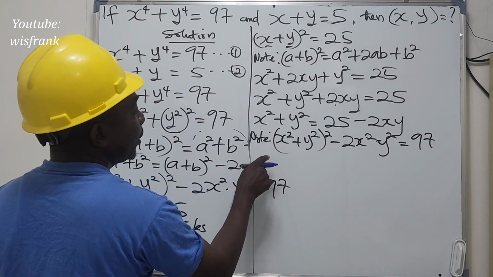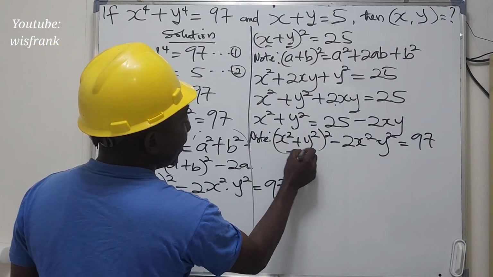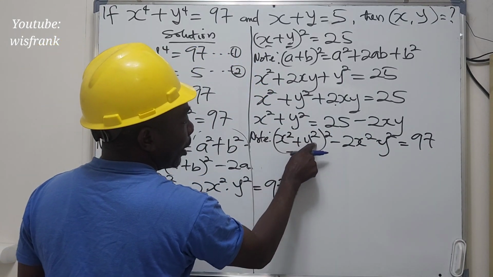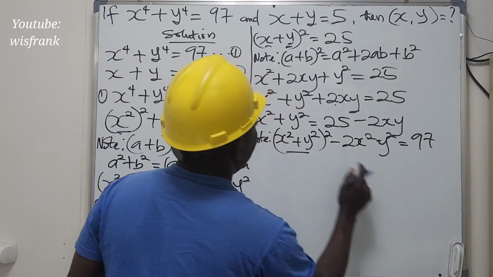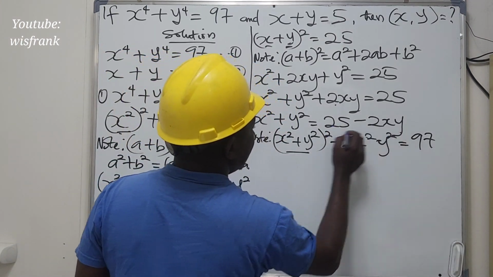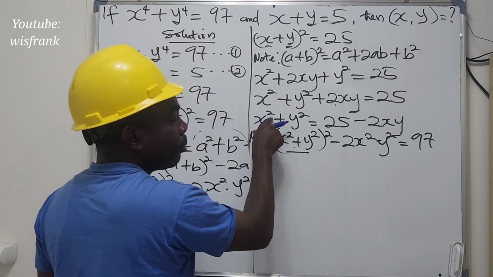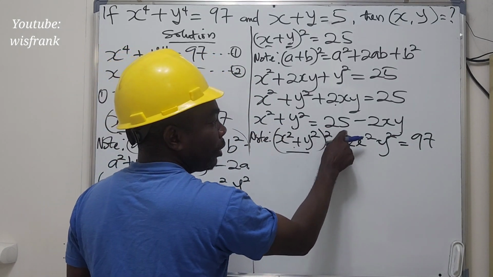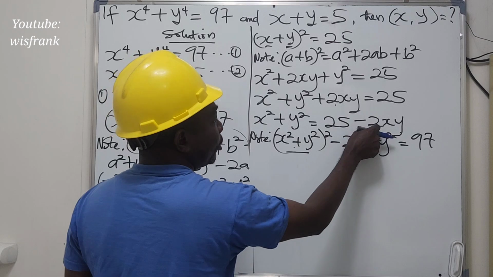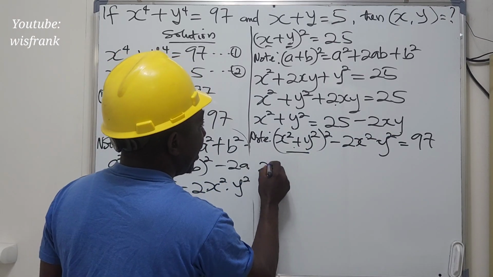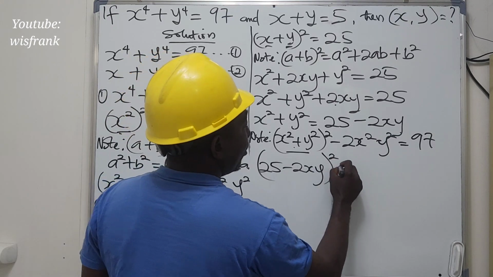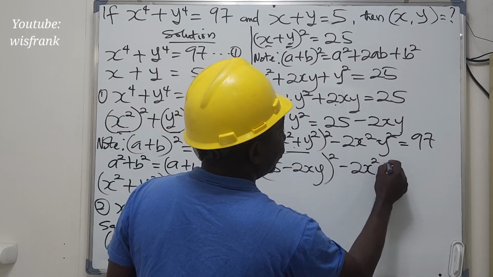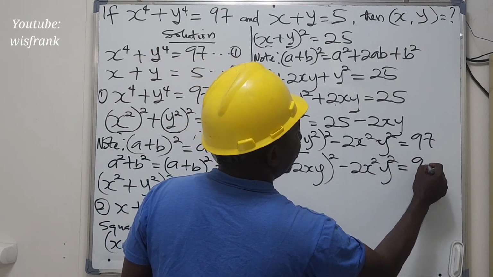So in this case, we can see that inside here we have x to the power of 2 plus y to the power of 2, which is this. So we are going to substitute the solution of this into this place, because x to the power of 2 plus y to the power of 2 equals 25 minus 2xy. So substituting this in, we have (25 minus 2xy) all to the power of 2 minus 2x to the power of 2 y to the power of 2 equals 97.